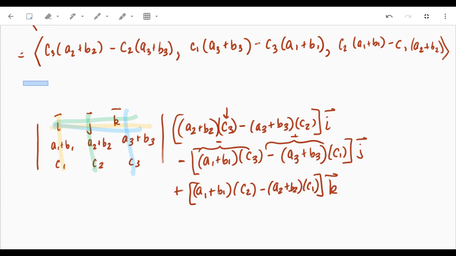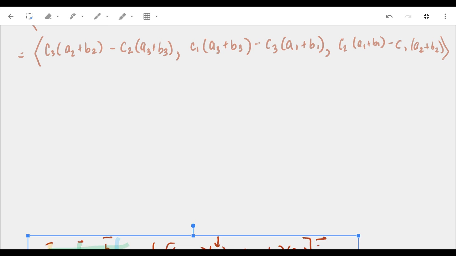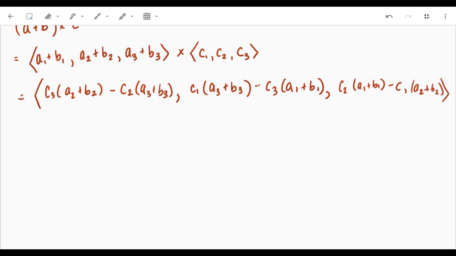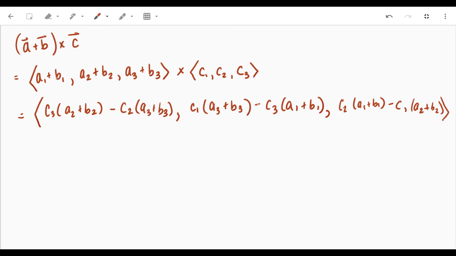So I'm going to take all of this and move it farther down just in case I need it. Okay, and then keep going. So then I would have C3A2. Oh, you know what? It's better to put the lower alphabetical first. So A2C3 plus B2C3 minus A3C2 minus B3C2.